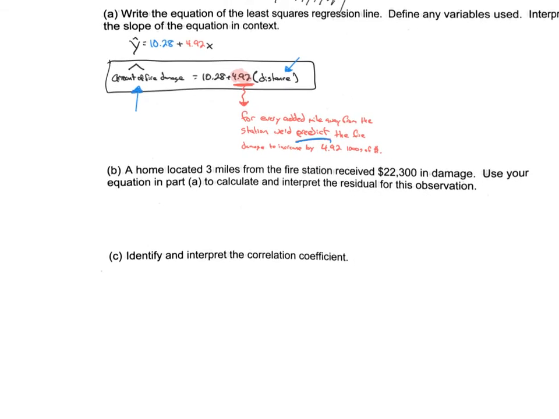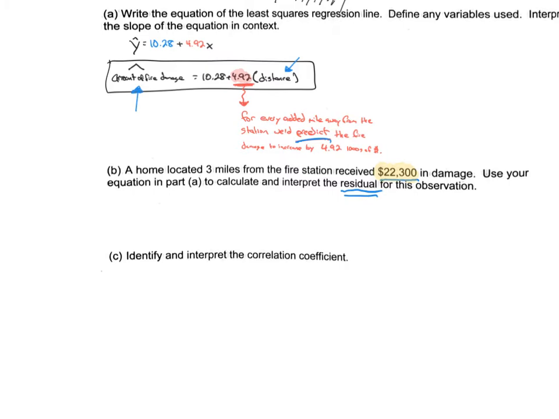Okay, part B: a home located 3 miles from the fire station received $22,300 in damage. Use your equation to calculate and interpret the residual for this observation. So here's what we need to do first. We'd call this the actual damage, the actual amount of damage. So now we need the predicted amount of damage.